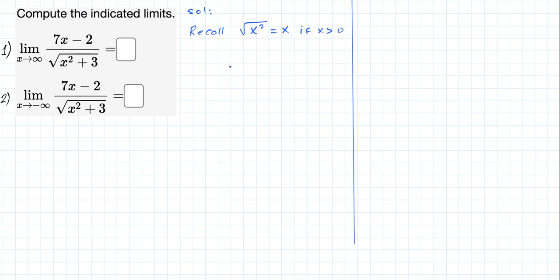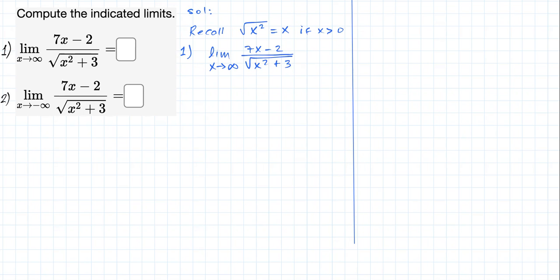Now you may say, Professor, how could we know that x is positive for number one? Well, look at this. x approaches infinity, right? x is a big positive number. You can think of x as 1 billion, 1 trillion, a positive number, right? Good. So number one then becomes the following. Limit as x approaches infinity of 7x minus 2 over the square root of x squared plus 3.